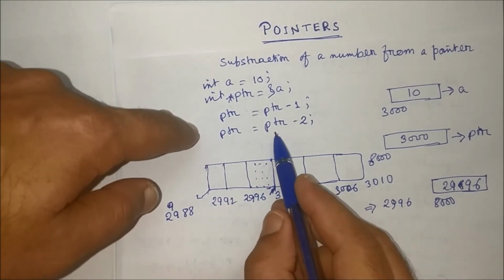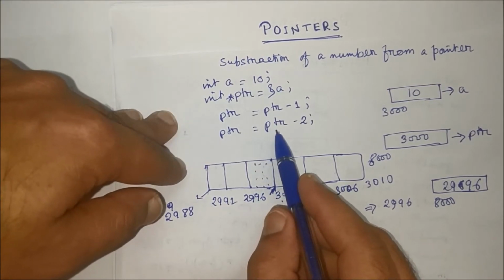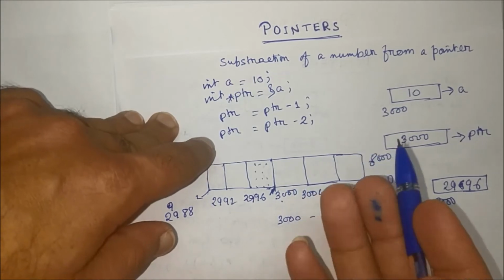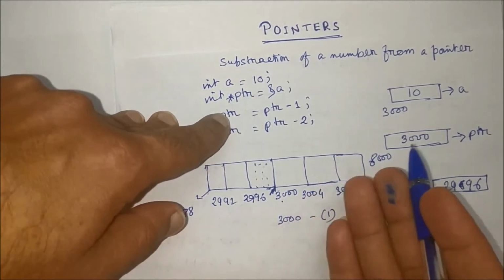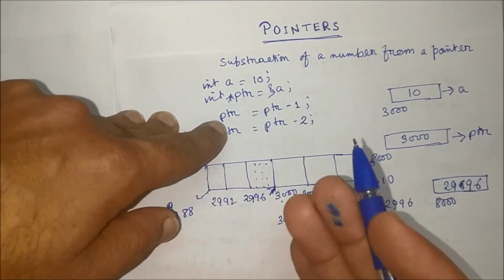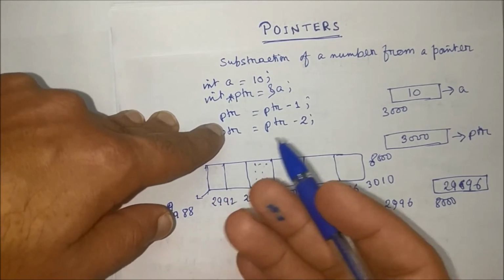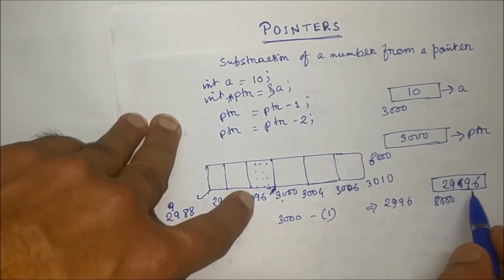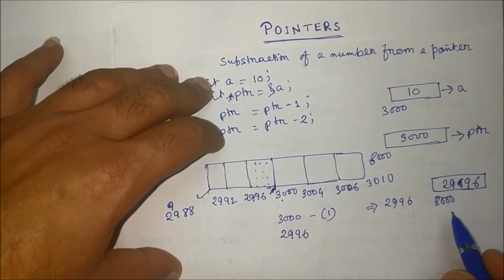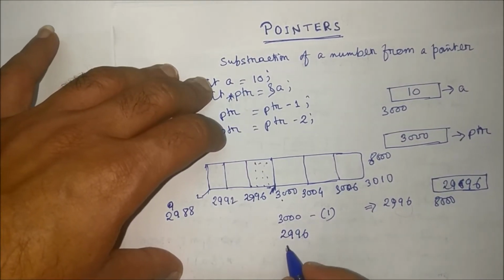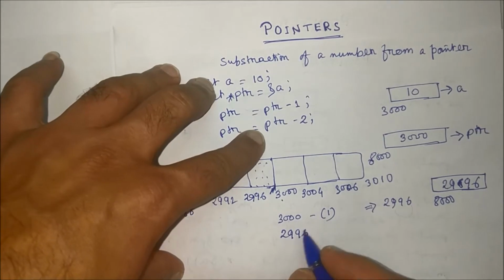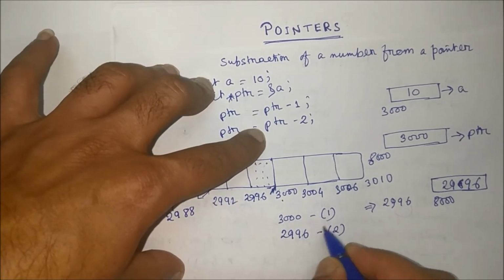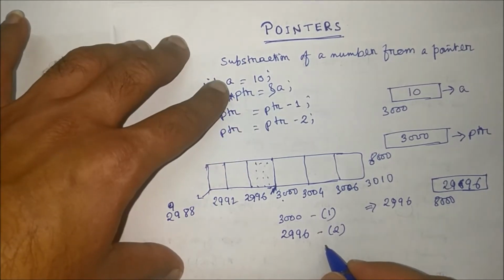Now if you come to the next statement where we are asking the compiler to perform ptr is equal to ptr minus 2, we are asking the compiler to go back 2 locations where another integer can be stored. Here we already know that the pointer is currently pointing to 2996. So in this statement, we are going back to the 2 previous locations where another integer can be stored.